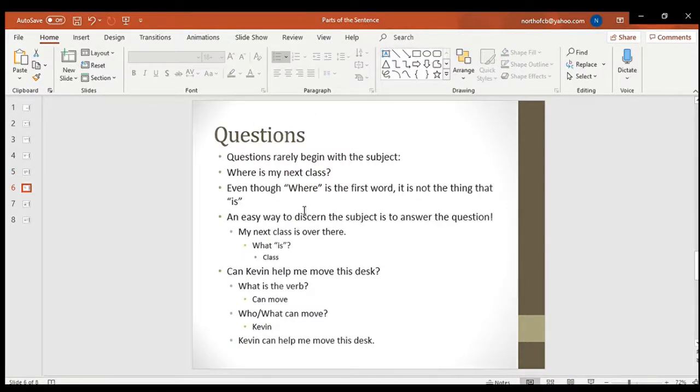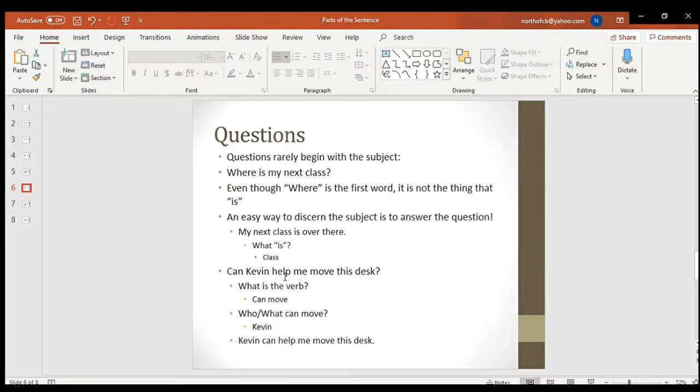Now, looking at questions, one of the easiest things to do is to remember that questions rarely begin with the subject. So if you look at the sentence, where is my next class, you might think about it by answering it. My next class is over there. And just remember that identifying the verb is always the issue. So like here, is, what is here? Okay, my next class. My next class is over there. And again, answer the question. Where is my next class? My next class is over there. What is over there? My next class.